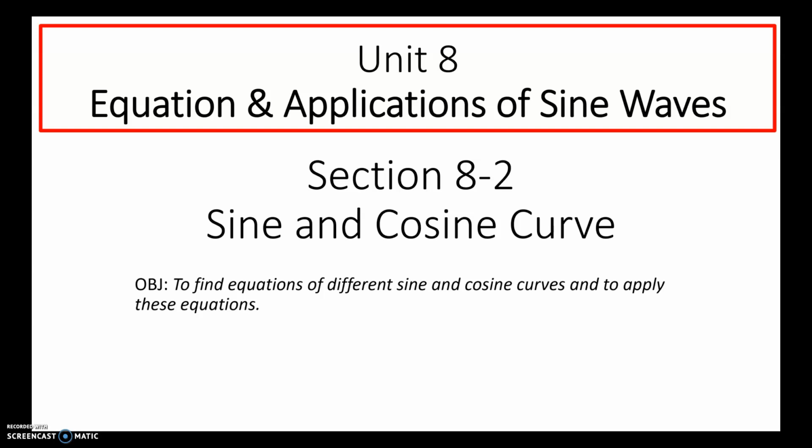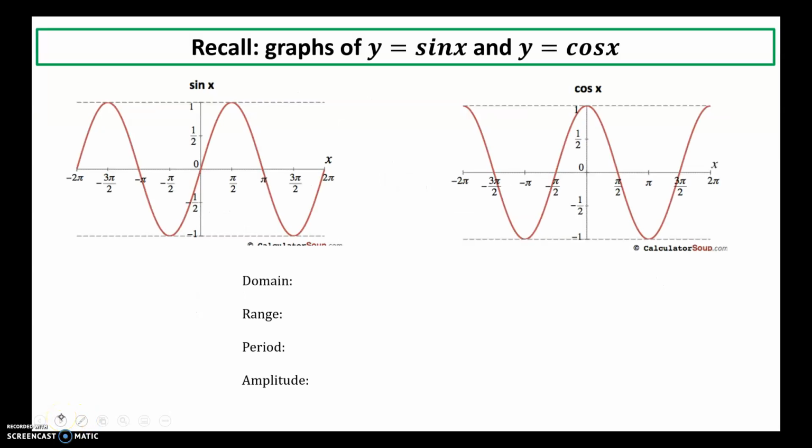All right, so section 8.2, we could potentially have a second day, but let's see what we can get through today. This is an abbreviated version of all of the things that we could do in this lesson. All right, so recall the graphs of sine and cosine.